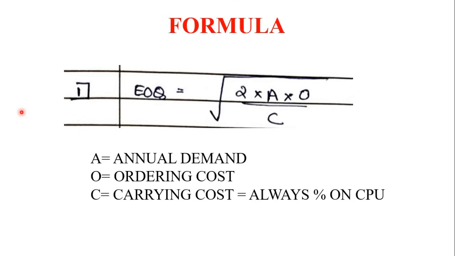Now after finding the EOQ, they will ask you to find the total inventory cost, meaning the total cost of having those many units or those many products or raw material. So for that, another formula is required. So for that, there is a set of formulas that you need to learn.